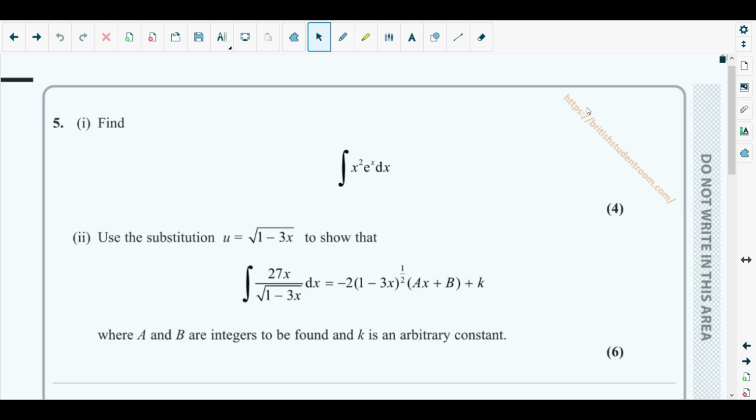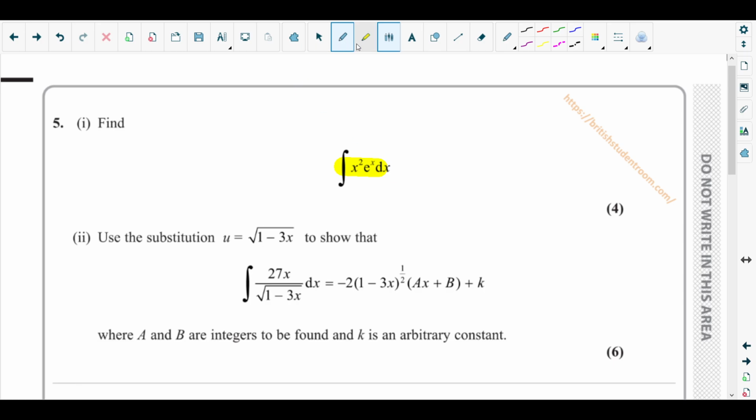The first part is asking to find the integral of x squared times e to the power x dx. You can see that x squared is an algebraic term, and e to the power x is an exponential term. So two different types of terms are in multiplication form within the integral. In that case we need to integrate it using integration by parts.